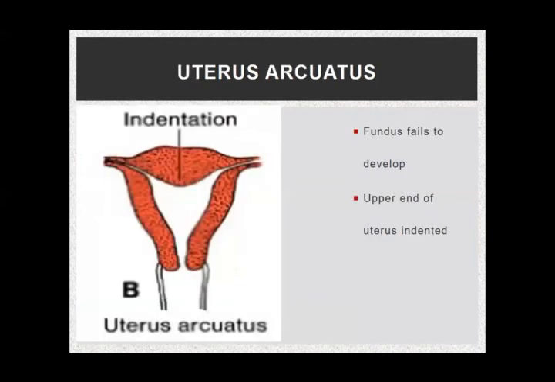Uterus arcuatus, indentation produce हो रही है, ये देख लीजिए. इसमें the fundus fails to develop. I told you the fundus develops when the uterovaginal primordium absorb कर लेता है the horns, the part of the paramesonephric duct that was developing into the uterine tubes. Uterine tubes को absorb कर देता है and the fundus and most of the body of the uterus is formed.